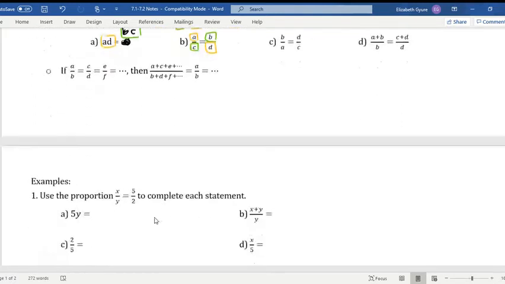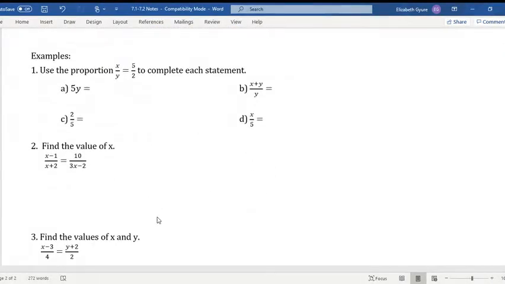Okay. So just a couple examples here. We're going to use the proportion x to y equals 5 to 2 to complete each statement. So if I tell you that we have 5y, what do you think that's going to be equivalent to on the other side? Yeah, 2x. I would write it in that same order, 2x.